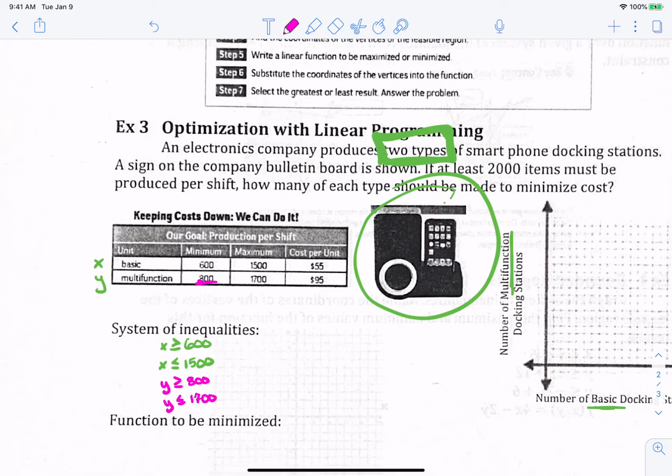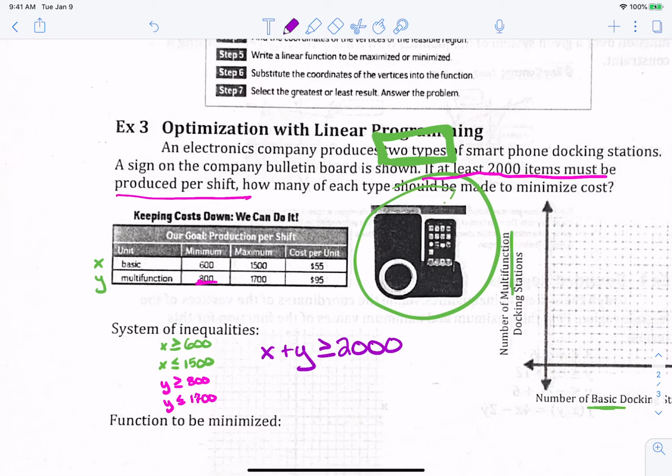Now, there's one more thing that it talks about up here at the top. It says at least 2,000 items must be produced per shift. So that means the basic ones and the multifunction ones together have to be at least 2,000. So what is that going to look like? X plus Y is greater than or equal to 2,000.